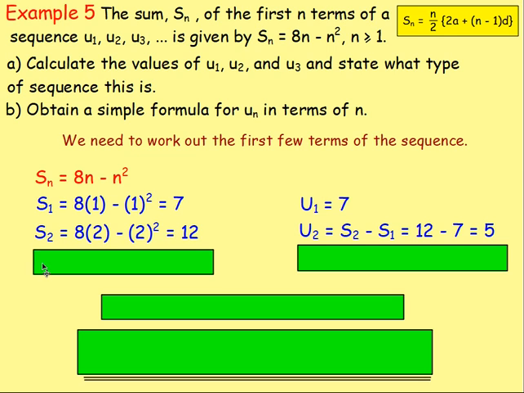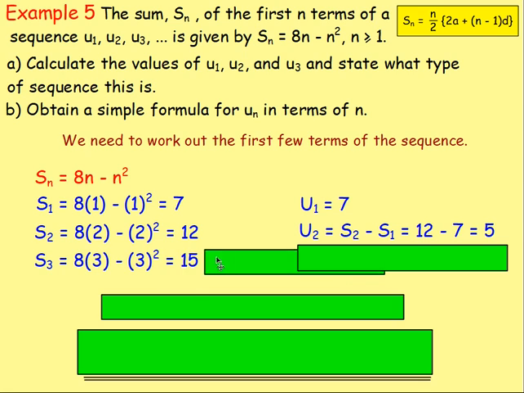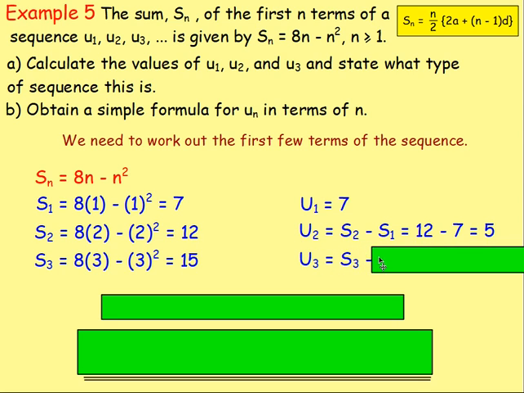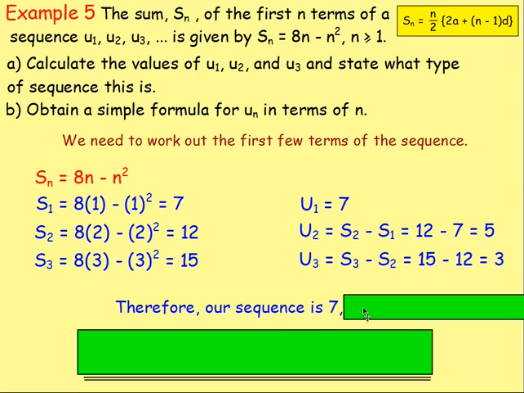Let's do a few more. Let's get a third. So the sum of the first 3 terms will be equal to 8 times 3 take away 3 squared. And that works out to be 15. So we know the sum of the first 3 terms is 15. How do we work out what this third term is though? Well, we know the sum of 2 terms was 12. So what would we add on to that to get a sum of 15? Well, we'd have to add on 3. So u3 would be equal to the sum of the first 3 terms, take away the sum of the first 2, which is 15 take away 12, which equals 3. Therefore, you could keep on going, but we know our sequence is 7, 5, 3, and so on.